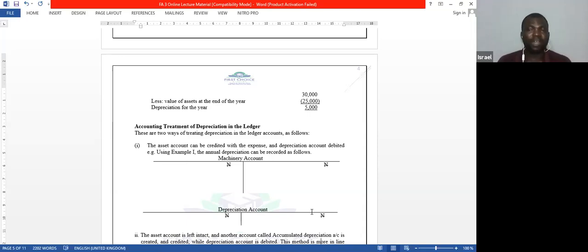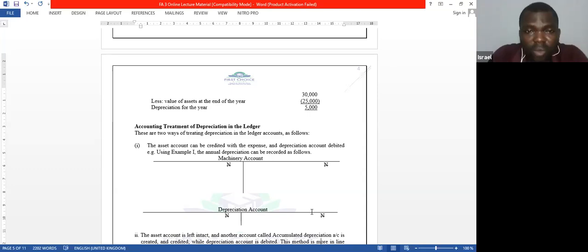The second method will now create room for what we call the accumulated depreciation account. Instead of the second leg going to the asset account, it will be posted to the accumulated depreciation account. Then later on, under our financial position, it will be used to reduce the amount. Okay, let's go into figures so that we can understand that. So e.g., using example one.